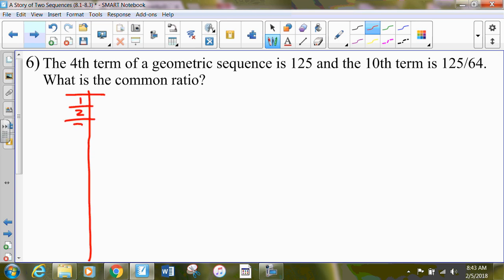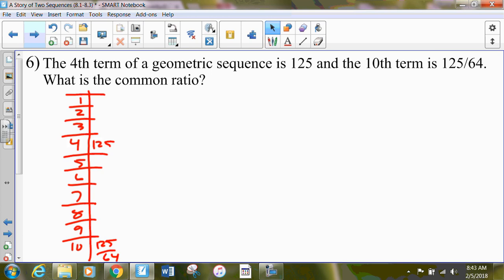I'm going to go ahead and go through. I don't know the first 3 terms, but I know the fourth term is 125. And then my next term that I know is that 10th term. The 10th term is 125 over 64. And so to set up the equation I'm going to work with, I'm going to use a common sense equation that says, hey, I know what my fourth term is. I know I do something to that fourth term to end up at the 10th term.